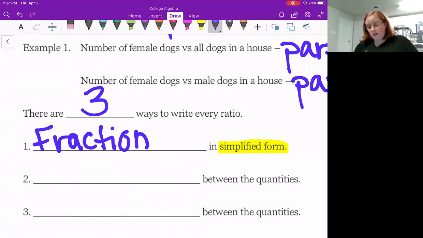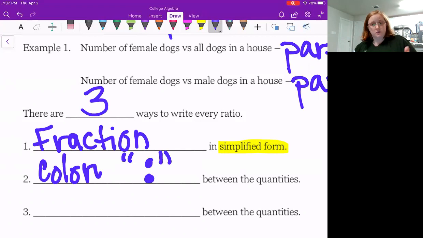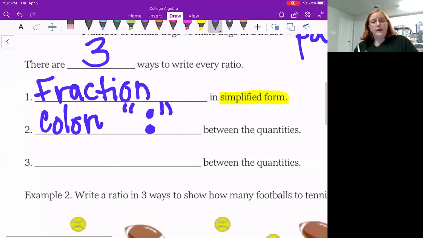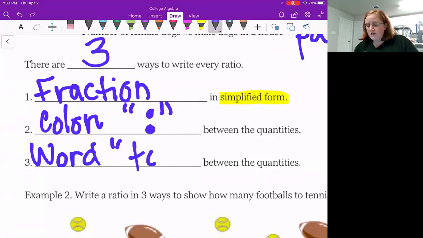So the second way we can write it is with a colon in between the 2 values. So the colon is just the 2 dots there, one on top of the other. And the third way is to physically use the word "to" in between those 2 quantities. But again, I can't write version 2 or version 3 without that simplified fraction.